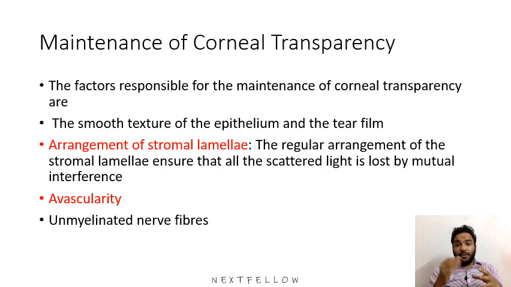And avascularity, that is very important. Cornea is avascular. That's the reason we can do penetrating keratoplasty. Then, unmyelinated nerve fibers. That's the reason the cornea is very sensitive, and any small hair or small foreign body that touches the cornea will lead to a lot of irritation. So two important points: it's avascular, and it has nerve fibers. And the arrangement of stromal lamellae is the main key feature for corneal transparency.